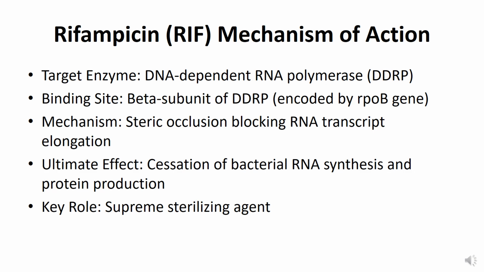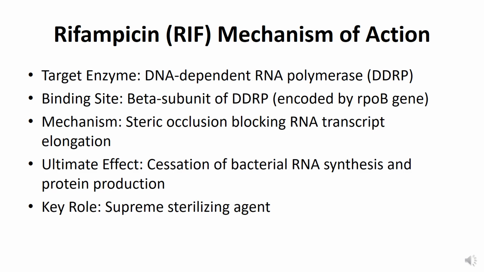Its primary target is an enzyme called DNA-dependent RNA polymerase. This enzyme acts like a molecular copying machine. Its job is to read the bacterial DNA and produce RNA transcripts that contain the instructions needed for protein synthesis. Without this process, the bacterium cannot manufacture the proteins required for survival.